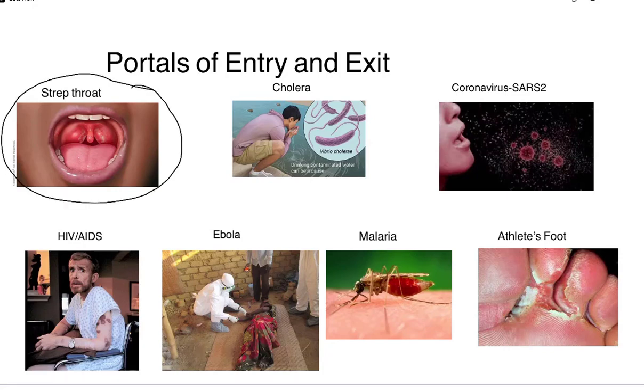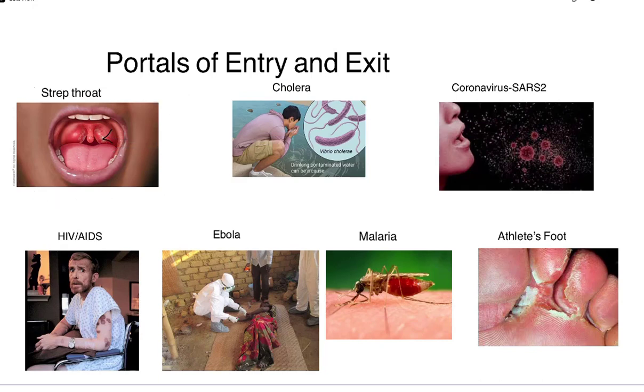Strep throat, of course, if anyone's ever had it before, makes the back of your mouth feel like you're dripping battery acid and somebody's cutting it with little razors. Very painful, caused by bacteria. So portal of entry, how did you get it? Well, you get it by going into your mouth. So the portal of entry is the mouth. The portal of exit is going to be saliva, which is also coming from the mouth. So portal of entry is the mouth, portal of exit is going to be saliva.